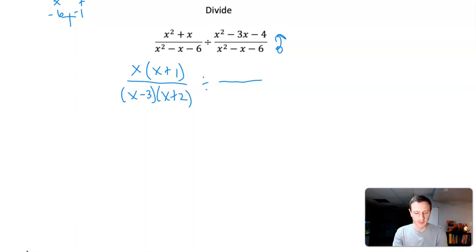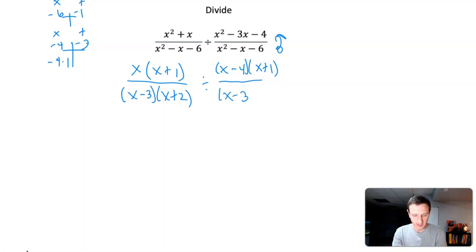On the top right, I have another trinomial. I'm looking for two numbers that multiply to -4 and add up to -3. That's going to be -4 and +1, so it's x minus 4 times x plus 1. Let's double check: -4 times 1 is -4, and -4 plus 1 is -3. Cool. My final one is the exact same as the first trinomial, x squared minus x minus 6, which factors to x minus 3, x plus 2.